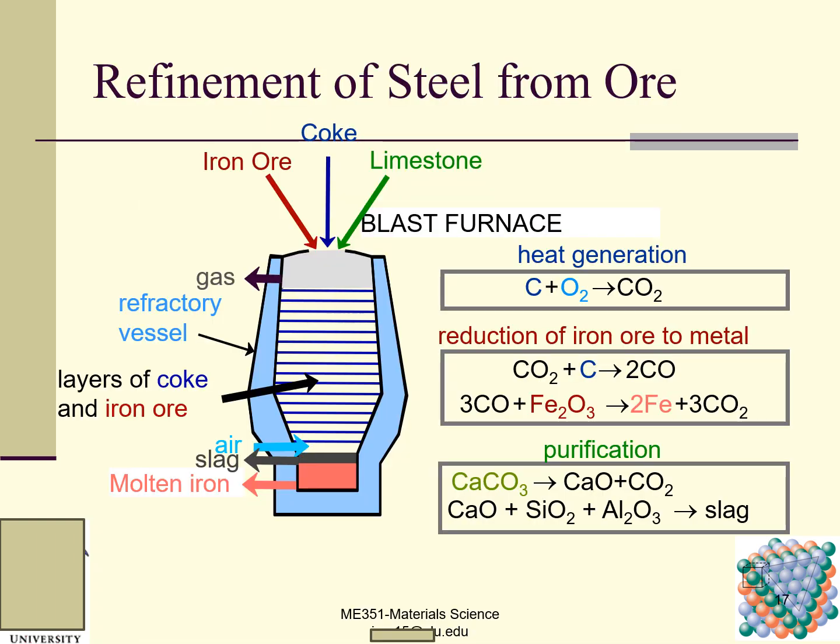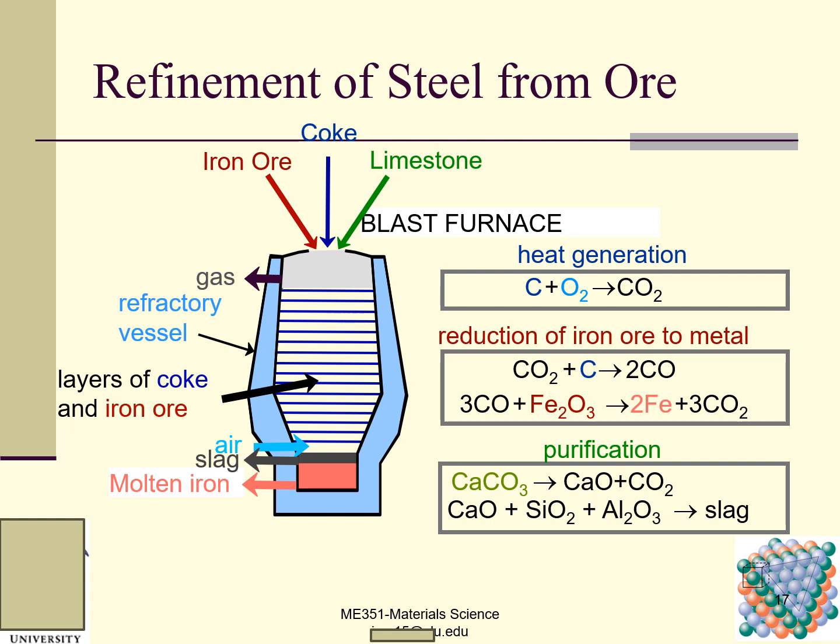And then we talk about how we get this steel, the refinement of steel from ore. So here is the schematic representation of the furnace. We have iron ore, put the iron ore here. Here is the slag, here is molten iron, and here are the layers of coke and iron ore. And here is a refractory vessel. Why do we use the refractory? Because they have a very, very high melting temperature.